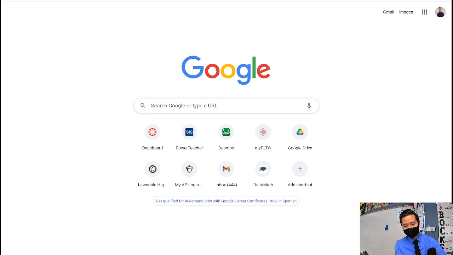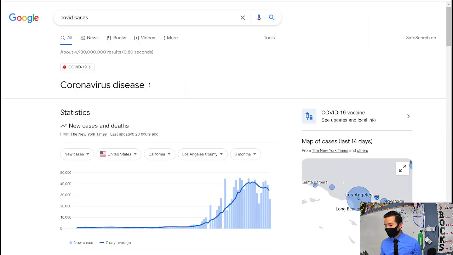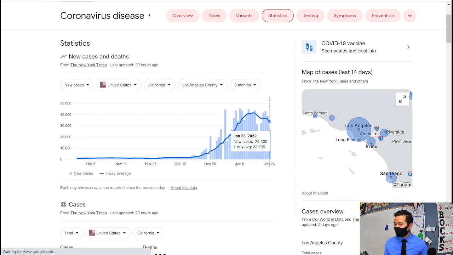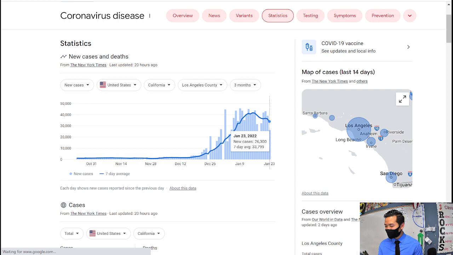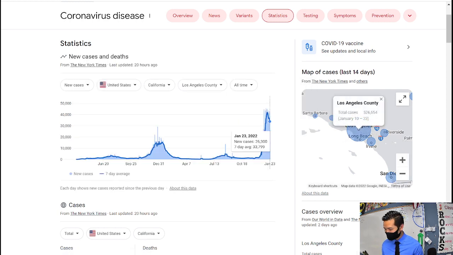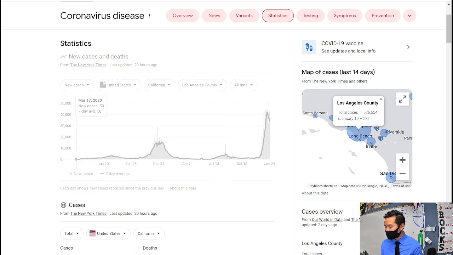So let's say I was looking at COVID cases. Check this out. Look at this graph. This is in the last 3 months, but if you look at it from all times, it looks kind of scary, because it's so high up there. But the high part's not the scary part. Again, the scary part is the rate, because if it kept that rate, it would have gotten even higher. That's the part you need to focus on, right here.